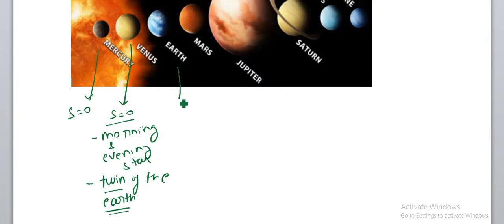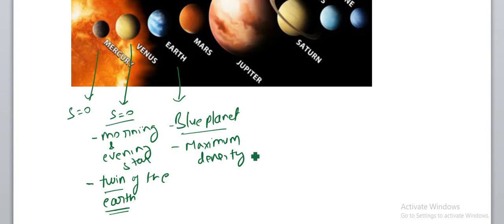Now Earth is called as blue planet, and the Earth is the only planet which is having life. The Earth is having the maximum density, and it is equal to about 5.5 gram per cubic centimeter, right? So these are few facts that you need to know.